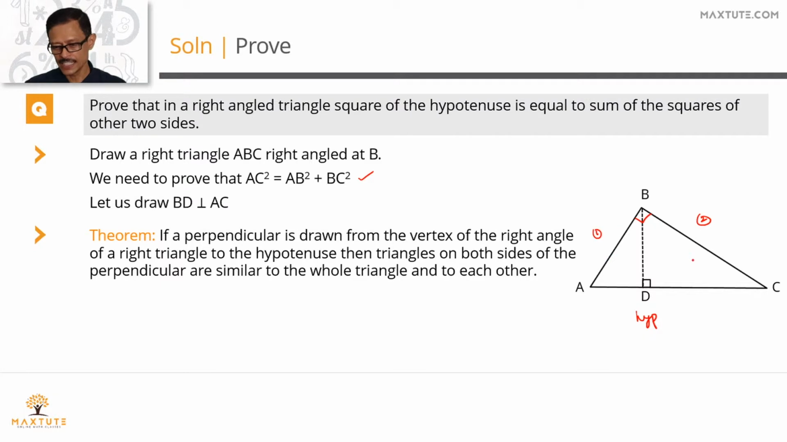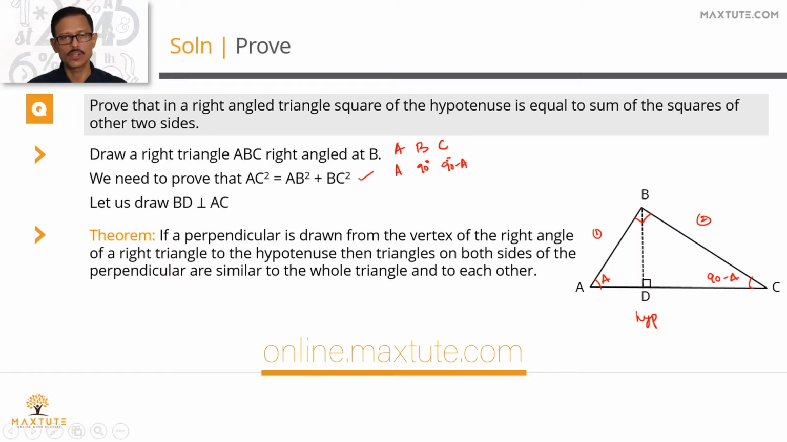Let's start with triangle ABC. Angle B is 90 degrees. We'll call angle A to be A. So angle C is going to be the balance, which is going to be equal to 90 minus A. So we'll write the first triangle ABC. I'm going to mark the values of the angles, which are A, 90 degrees and 90 minus A. So this is what we have.